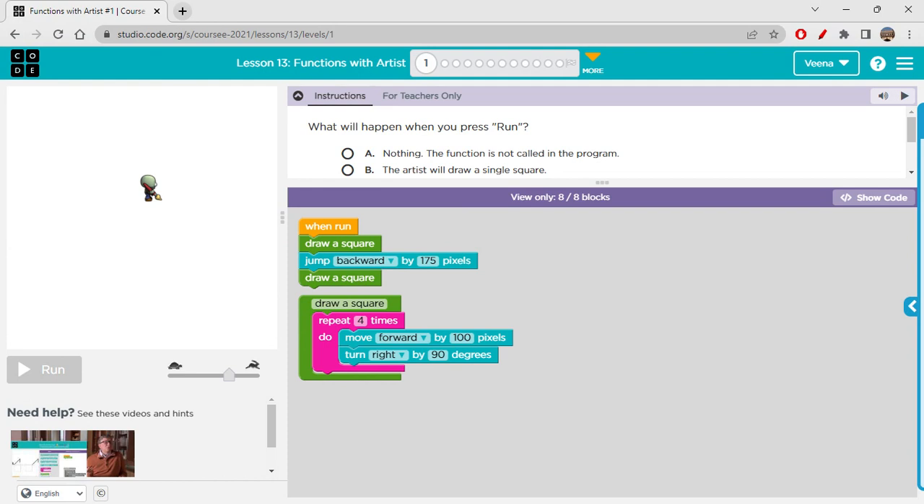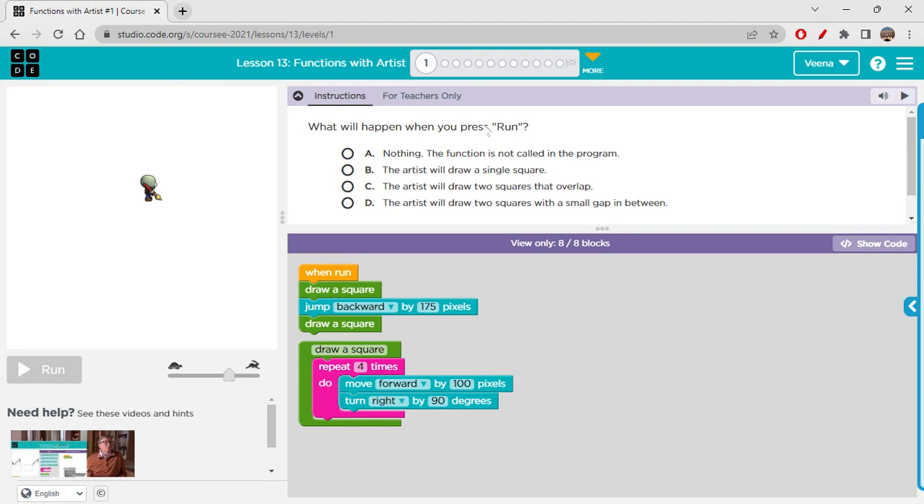And yeah, coming back to this, let's see what exactly they're asking us to do. What will happen when you press run? Okay, let's analyze the code first. Draw square, jump backwards by 175 pixels, draw square. What is written in draw square is move forward by 100, turn right by 90. So after moving forward by 100, if he's getting back to 175, and again drawing, the squares should overlap, right? So the artist will draw two squares that overlap.